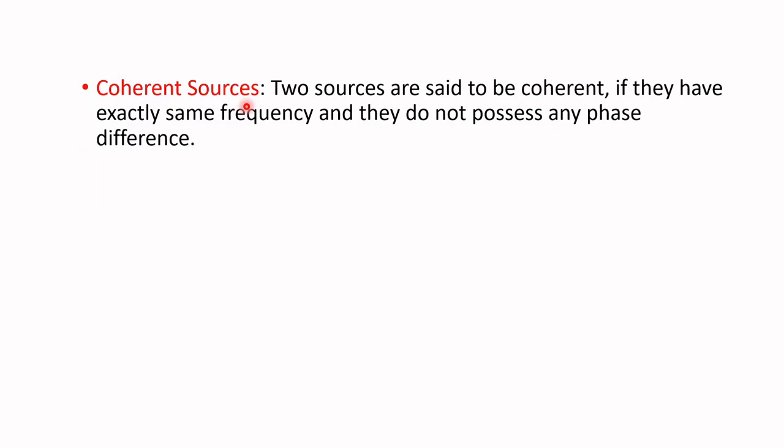What is meant by coherent sources? Two sources having exactly the same frequency and the same phase or a constant phase difference are called coherent sources. Getting coherent sources from a group of identical sources is not an easy job. Coherency is lost because they may not possess the same phase or constant phase difference.